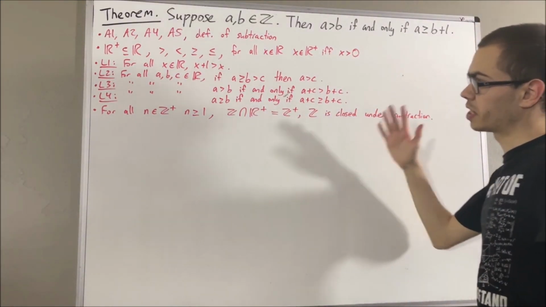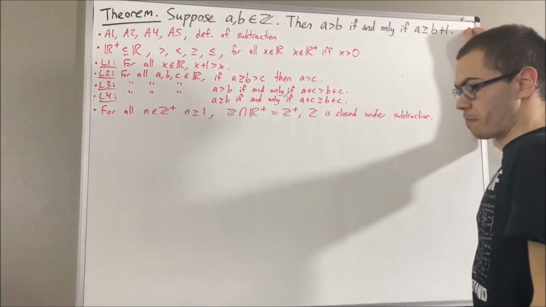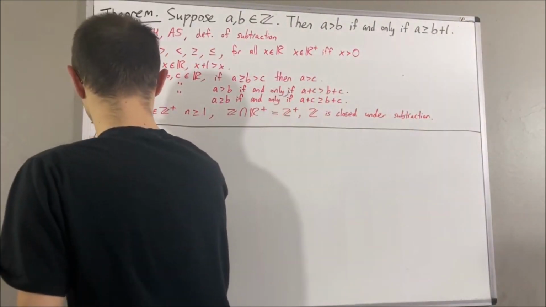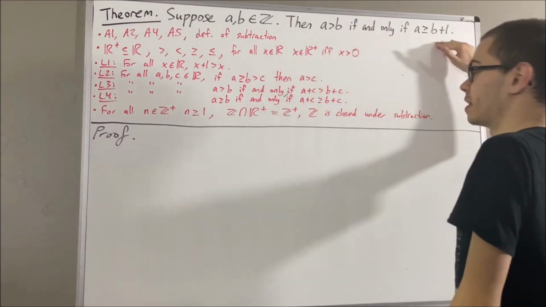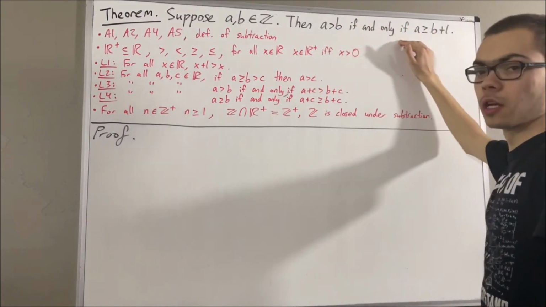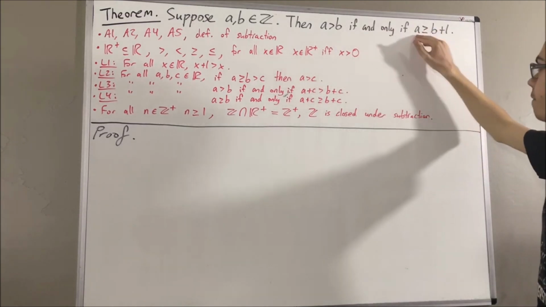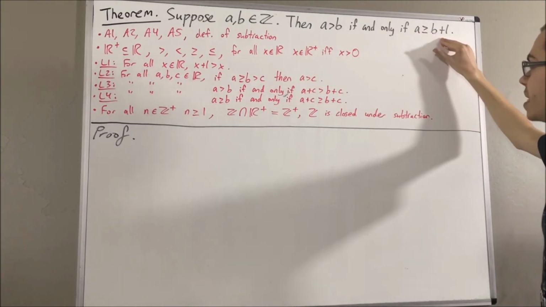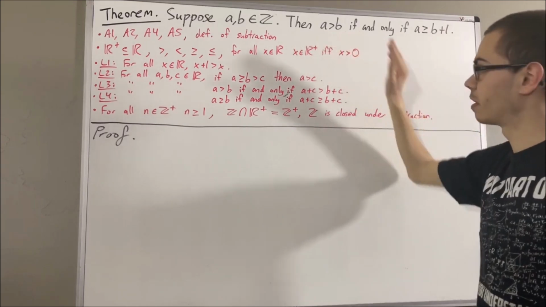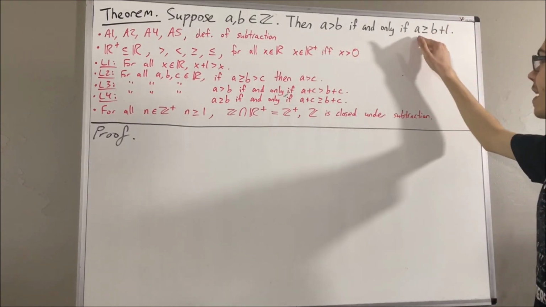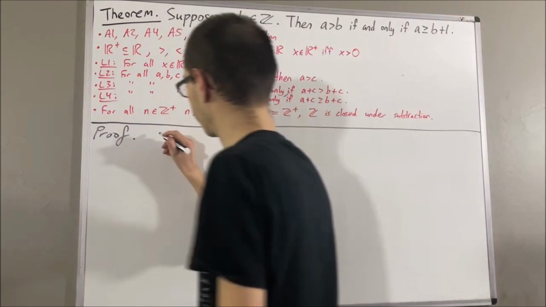Okay, so now let's get into proving this theorem. Now we're trying to prove a statement containing if and only if. So let's first prove the converse. So we're first going to prove if a is greater than or equal to b plus 1, then a is greater than b. And to prove that, suppose a is greater than or equal to b plus 1.